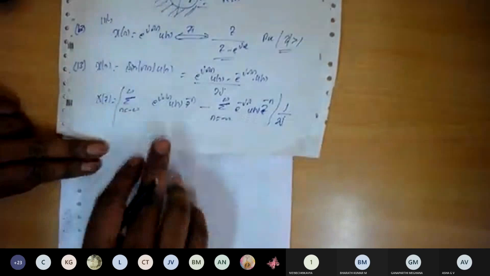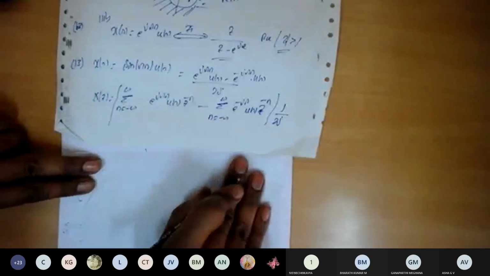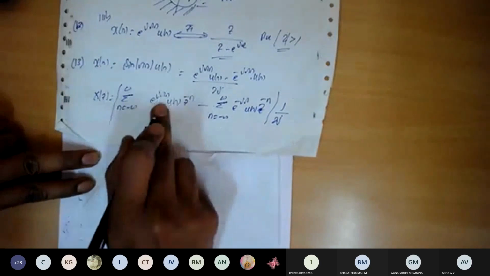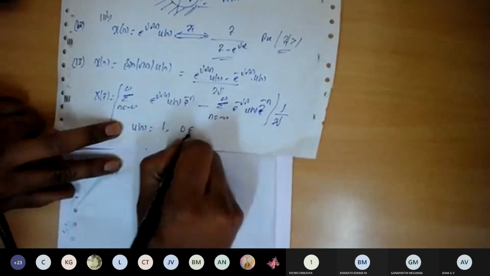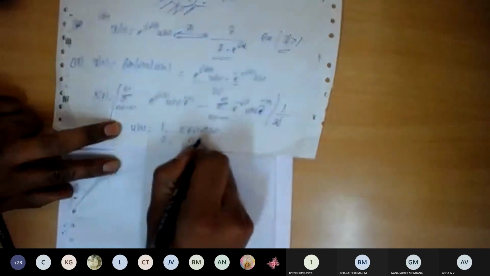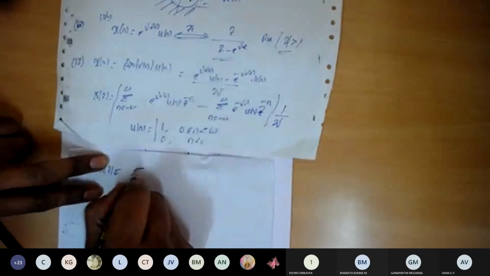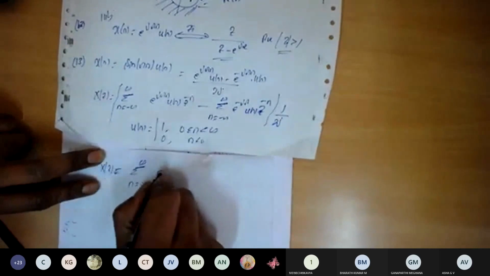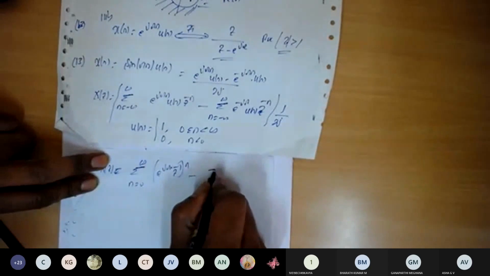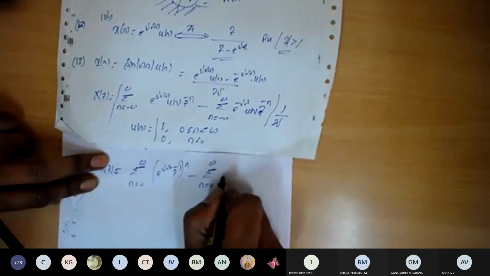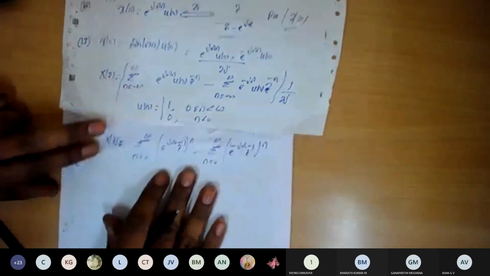Now the z transform of this one we know, and the z transform of this one we know. I'm going to substitute the same thing here. If you want, you can write separately: u of n is equal to 1 for 0 less than or equal to n less than infinity, and 0 for n less than 0. Afterwards, we'll directly evaluate this: summation n is equal to 0 to infinity of (e to the power of j omega into z inverse) whole to the power of n, minus summation n is equal to 0 to infinity of (e to the power of minus j omega into z inverse) whole to the power of n.